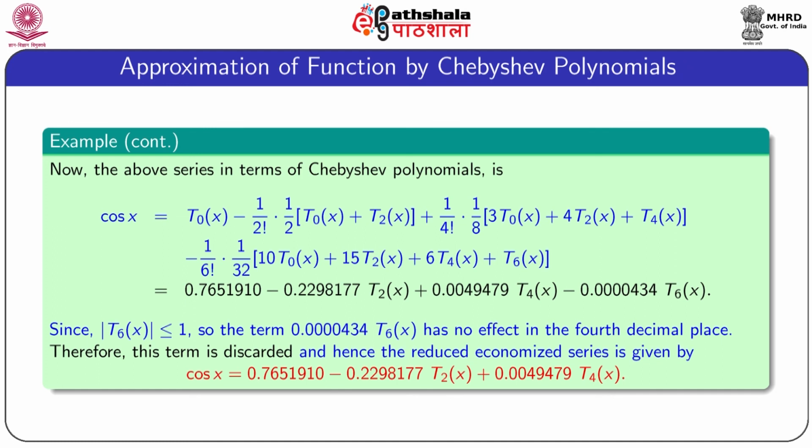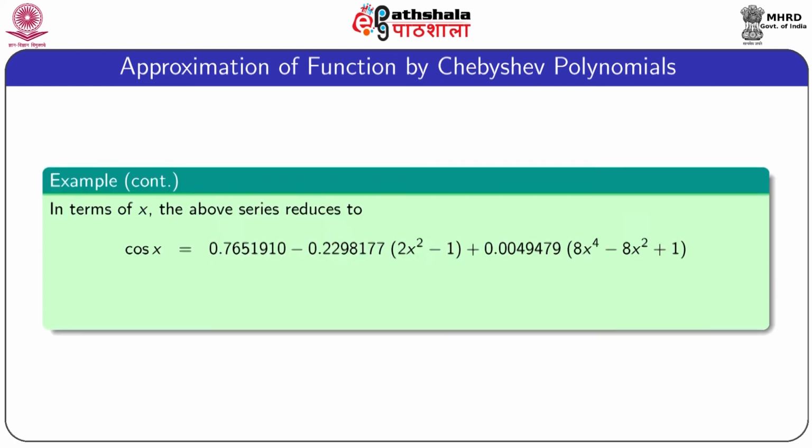0.7651910 minus 0.2298177 into T2(x) plus 0.0049479 into T4(x). And after substitution of the values of T0, T1, T2 and T4, we get cos x equal to 0.7651910 minus 0.2298177 into (2x square minus 1) plus 0.0049479 into (8x to the power 4 minus 8x square plus 1).